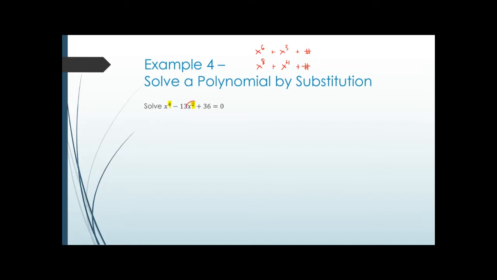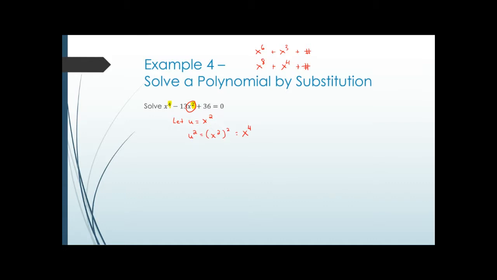So what you do is you take your middle term and you do substitution. So we're going to let u equal x squared. Now, if I square both sides, then that means u squared would be x squared squared, which is x to the 4th.